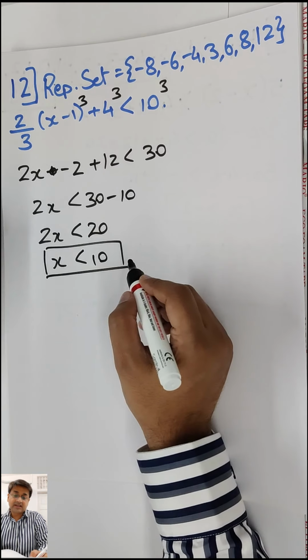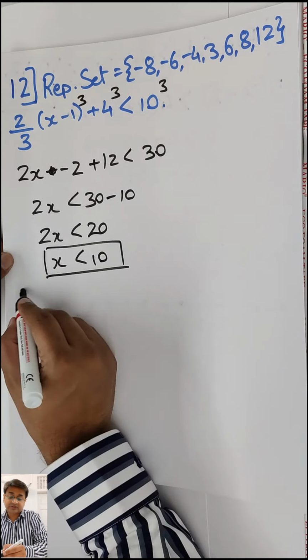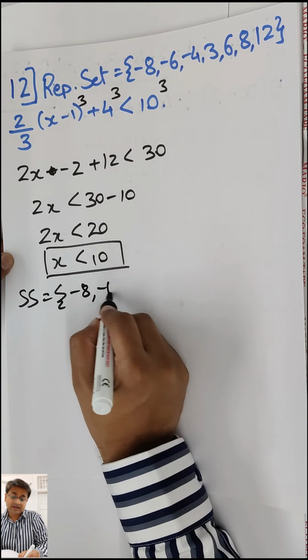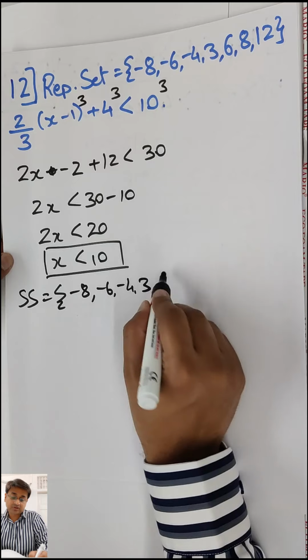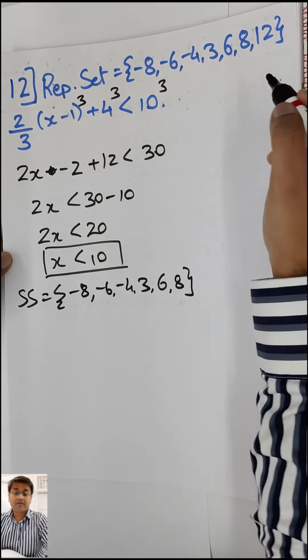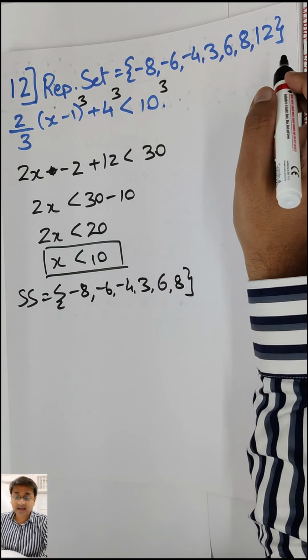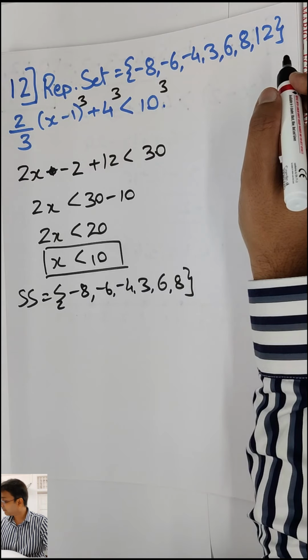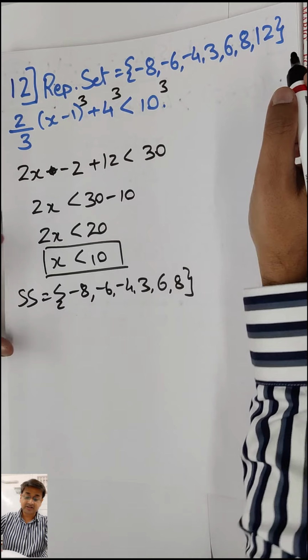So all numbers less than 10 from the replacement set only. So all less than 10 will be minus 8, minus 6, minus 4, 3, 6 and 8. 12 I cannot take because it has to be less than 10. I hope we're doing it correct. Let me check. X is less than 10. Perfect. So whatever we've taken is absolutely right.